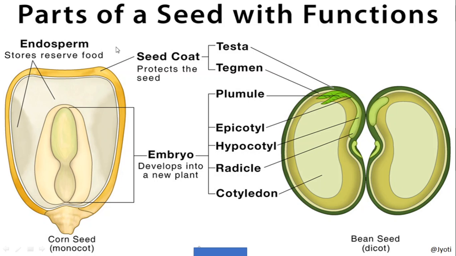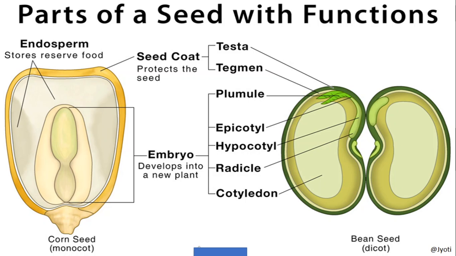So here you can see the parts of the seed in monocot as well as in dicot. Let me first show you the dicot seed. In the dicot seed, you can see the endosperm. I was telling you about the endosperm. The endosperm was formed by the triple fusion, that is, the secondary nucleus and the male gamete.